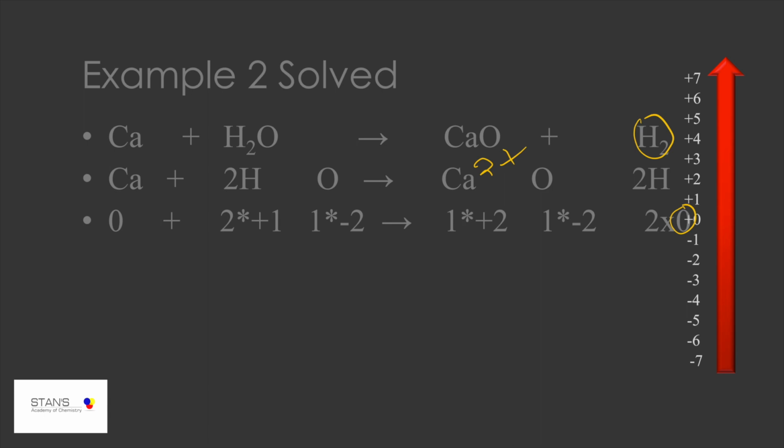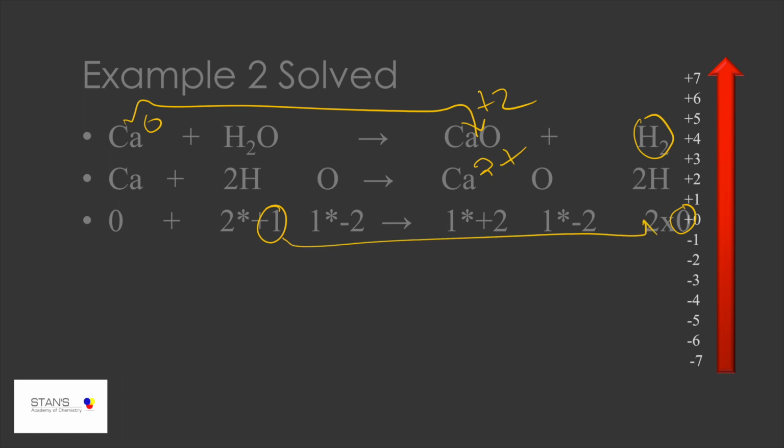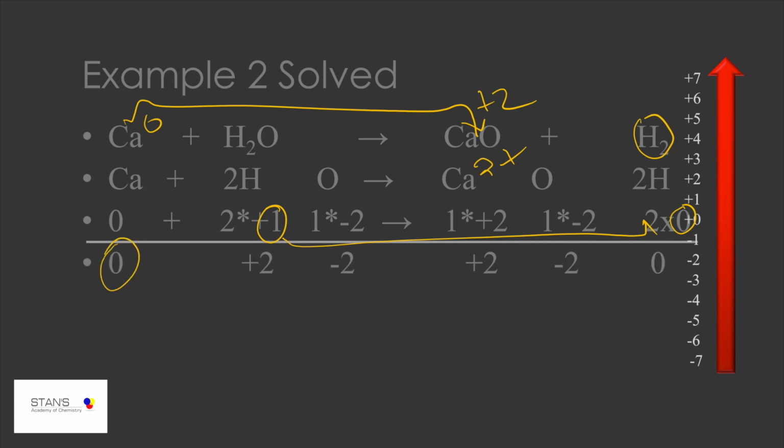So we're going to compare the oxidation numbers. Here, calcium from reactant to product is changing from 0 to +2. Hydrogen is changing from +1 to 0. Therefore, there is a change in oxidation number for calcium and hydrogen. And therefore, let's see what happens. The oxidation number of calcium, 0. Calcium +2, an increase in oxidation number. Therefore, calcium is undergoing oxidation.